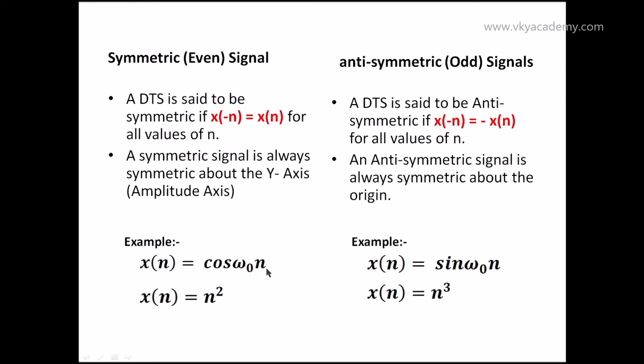Here are some examples of symmetric or even signals. x of n is equal to cos omega naught n is the best example of an even signal because it is symmetric about the y-axis. x of n is equal to sin omega naught n is the best example of an odd signal, or antisymmetric signal. This is symmetric about the origin. The next example of a symmetric signal is x of n is equal to n square, an even power of n. x of n is equal to n cube, an odd power of n, is always antisymmetric or odd. We will understand this concept with the help of graphs also.